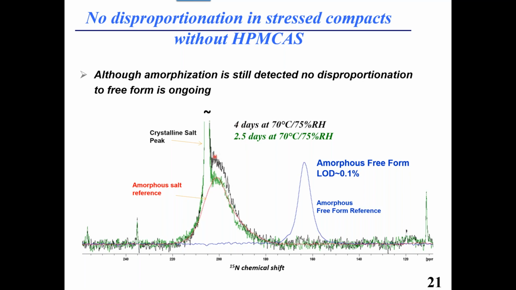And we could see roughly the same amount of amorphous salt present, but at 4 days there was about equal intensity peak for the free form, whereas here, after removal of HPMCAS, we don't see any free form forming, so there was no disproportionation, proof that it was HPMCAS driving the acid-base reaction.